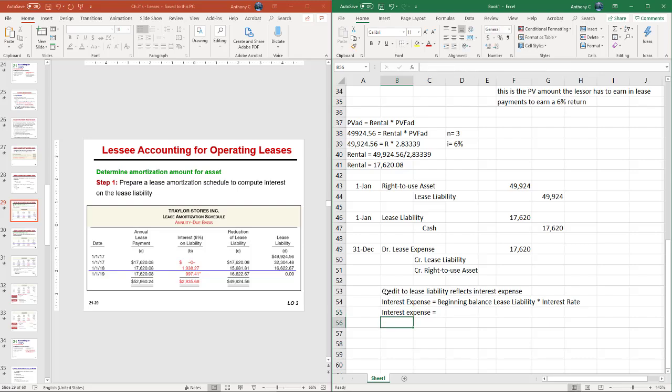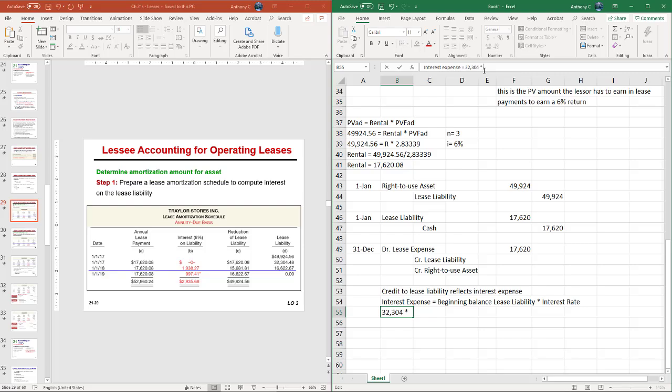In this case, at the beginning of the year, we originally recorded the lease liability at $49,924, but we instantly made a lease payment. And since you couldn't have accrued interest expense on the first date, the total lease payment reduces the lease liability amount. So if we take our $49,924 beginning balance, we take out that first lease payment, we're out to our beginning balance on our lease liability of $32,304.